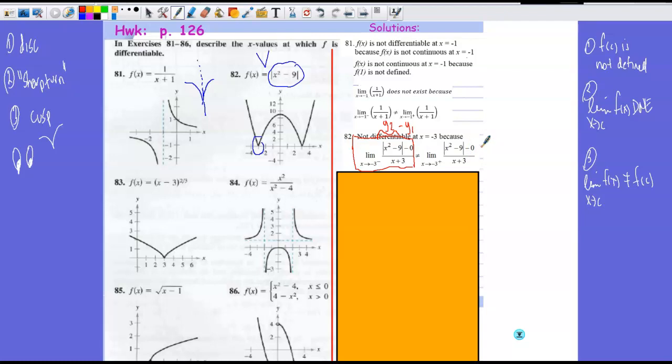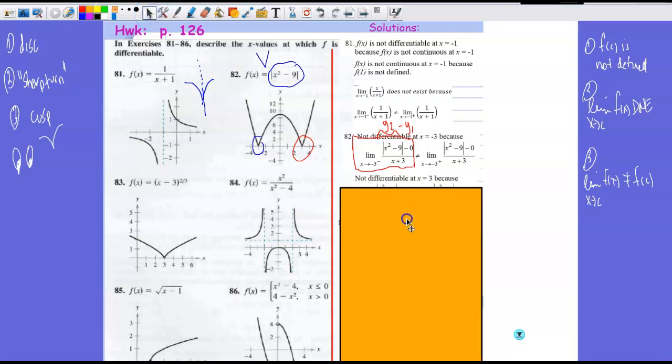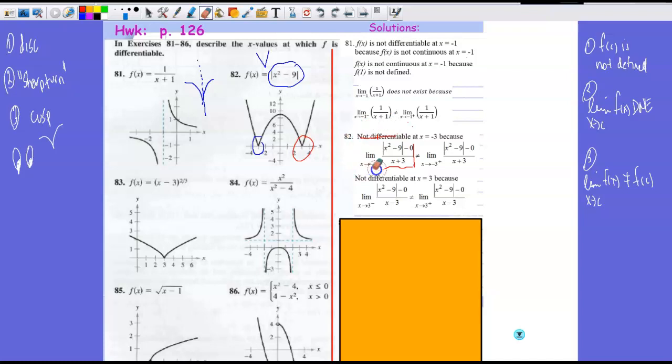Same thing happening at x equal to 3. So the function given is not differentiable at x equal to 3 for the same reason. The left derivative does not equal the right derivative. Very important that you practice writing that statement out and how to write it and what it looks like. Be very familiar with that.